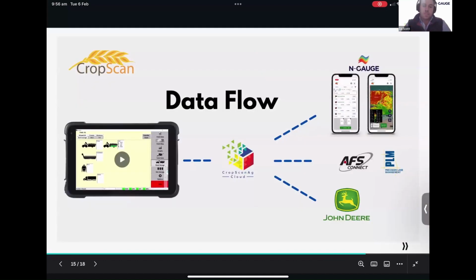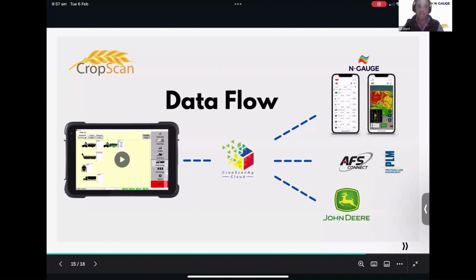As we start stepping towards utilizing the Engage app, I just wanted to rehash to make sure that you get the most out of the system as you are collecting data. If you haven't got your whole system connected, going from the in-cab display to the CropScan Ag Cloud, to your machinery portal and then the Engage app, let us know, or there are other training videos around getting this connection to occur, because this really does streamline the whole data flow.